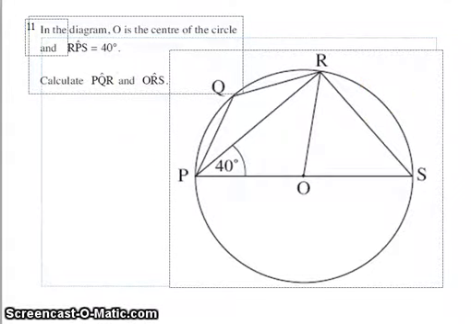Okay, so in this question we've got to find two angles: PQR, the angle at Q, and ORS, that angle there. What strikes you here, although you're not told, you can identify, first of all, you've got two isosceles triangles. ORS is isosceles because OR is a radius and OS is a radius. And we've also got ORP is isosceles because OR is a radius and OP is a radius.